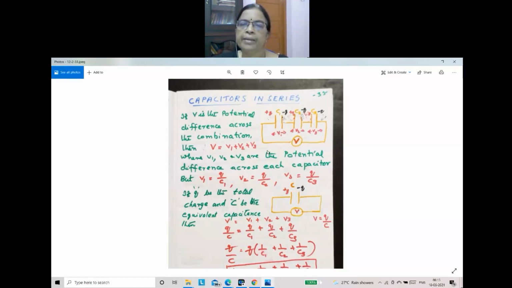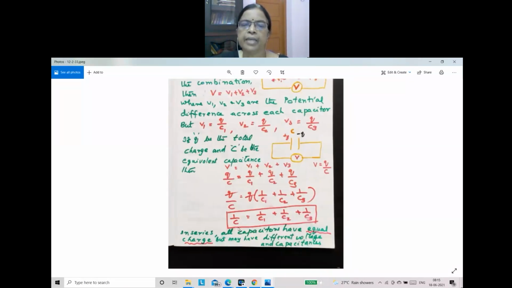And in series combination, the formula used is V equal to V1. Voltage is changing. V equal to V1 plus V2 plus V3. And what is V1? Q by C1. What is V2? Q by C2. What is V3? Q by C3. So just substitute and we get the final formula.